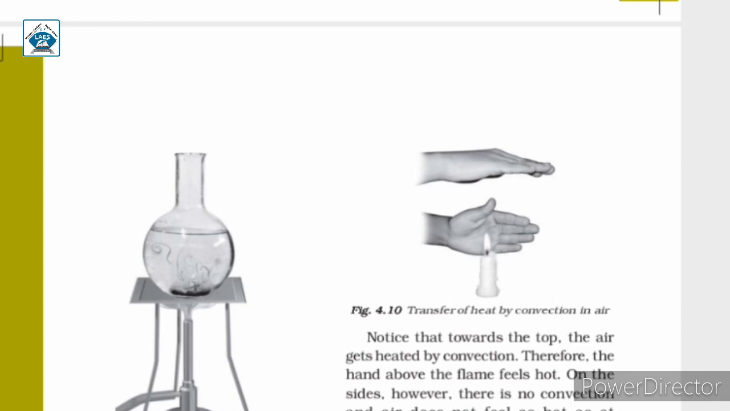You can observe that the hand just above the flame of the candle feels hotter than the hand on the side. That means the air rises towards the top after getting heated. So, this is the convection of air. The air towards the top gets heated because of convection. On the sides of the candle, there is no convection and therefore the hand on the side does not feel as hot as it does at the top of the flame.